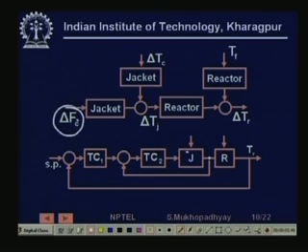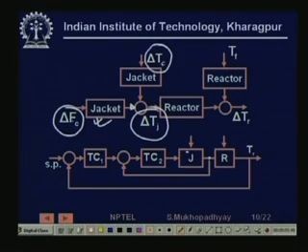So this just shows that this delta Fc affects this delta Tj through the jacket. Similarly, this delta Tc. In fact, these effects, this flow and temperature, are actually multiplicative. So, I have considered their increments so that they become additive.